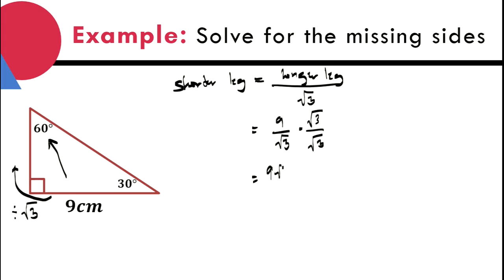So we have 9 square root of 3 over square root of 3 times square root of 3, square root of 9. We have 9 square root of 3 over square root of 9, which is 3 because 9 is a perfect square number. Since there is still a common factor between 9 and 3, cancel to simplify. So 9 will become 3, 3 in the denominator will become 1. The final answer is 3 square root of 3 over 1 or 3 square root of 3. So this is now the measure of the shorter leg.